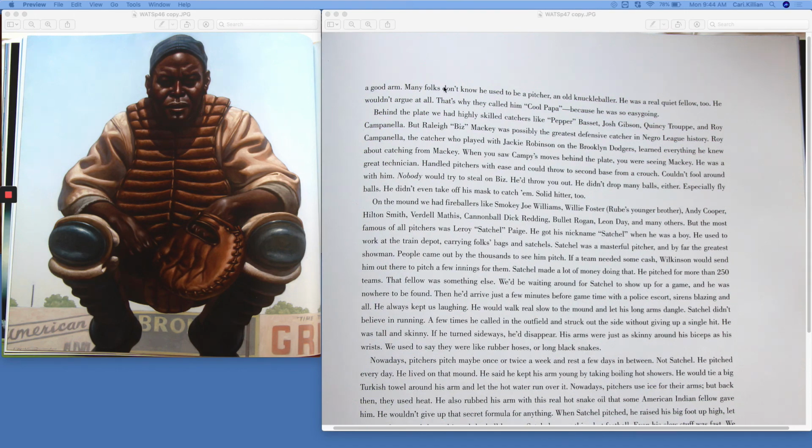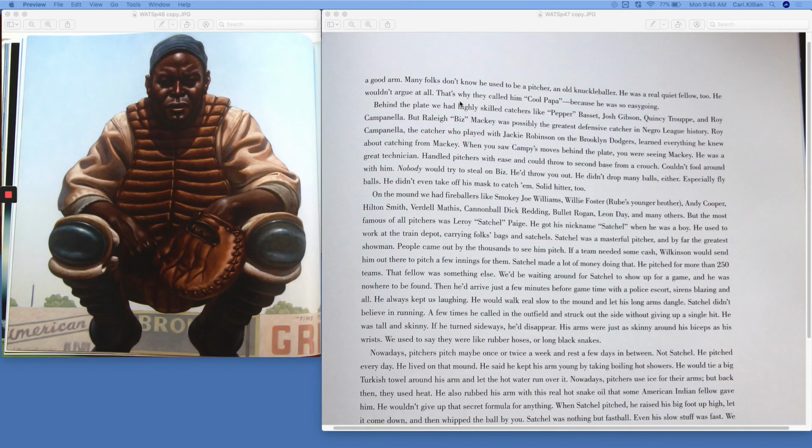Behind the plate, we had highly skilled catchers like Pepper Bassett and Josh Gibson, Quincy Troupe and Roy Campanella. But Raleigh Biz Mackey was possibly the greatest defensive catcher in Negro League history. Roy Campanella, the catcher who played with Jackie Robinson on the Brooklyn Dodgers, learned everything he knew about catching from Mackey. When you saw Campy's moves behind the plate, you were seeing Mackey.